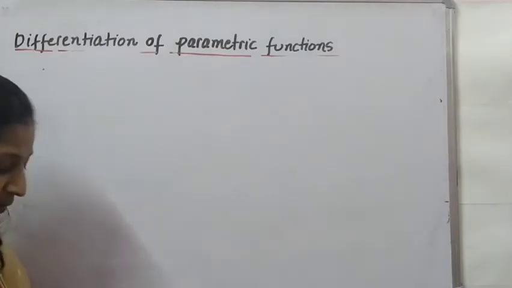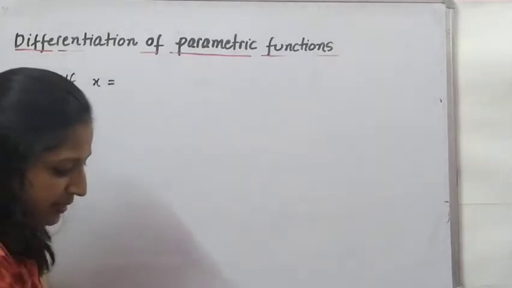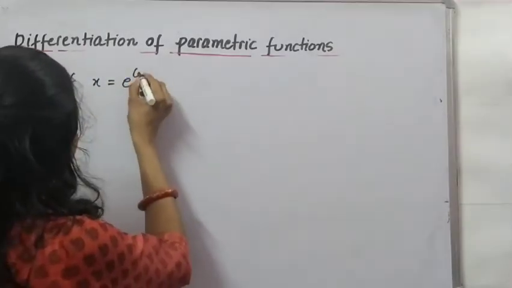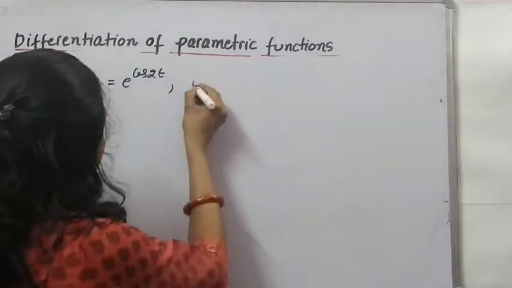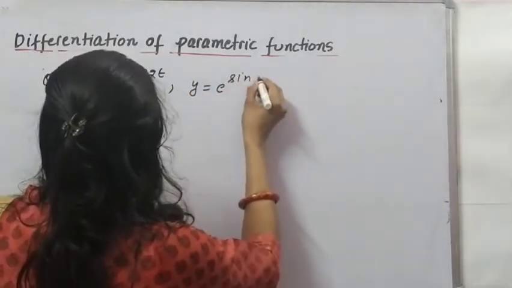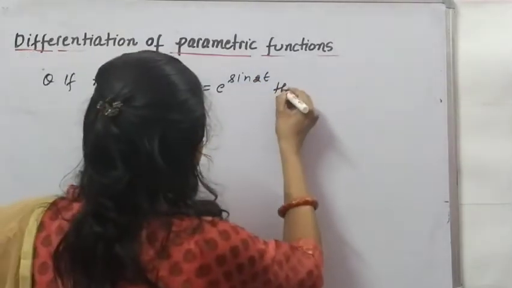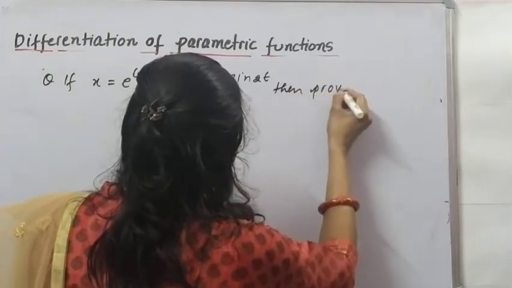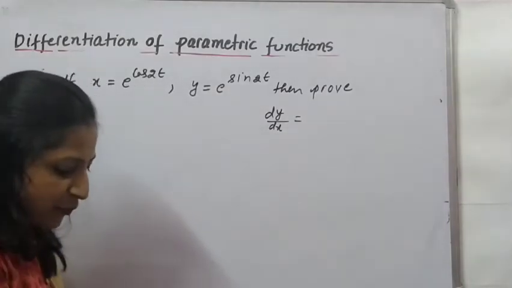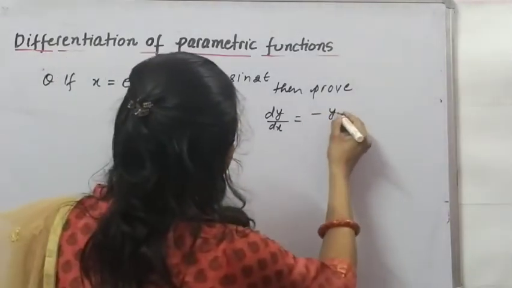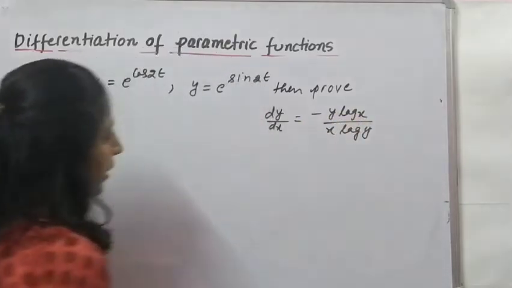Our next question is, it is given that if x is equal to e raised to power cos 2t, and y is equal to e raised to power sin 2t, right? Then prove dy by dx is equal to minus y log x upon x log y. Right students?